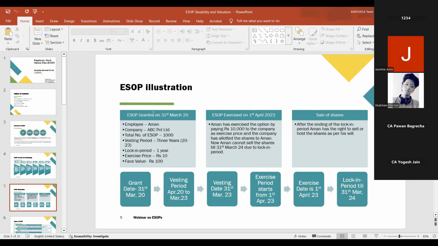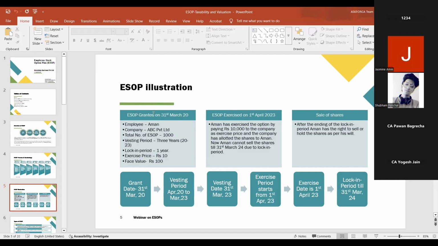Here the grant date is 31st March 2020, and in the vesting period the employee has to serve from 20 to 23 in the company. If he leaves in any period before 23, then he is not eligible to exercise the shares, and the ESOP lapses. Because ESOP is only a paper. After exercising only he can get the shares. Before exercising, it's only a paper.